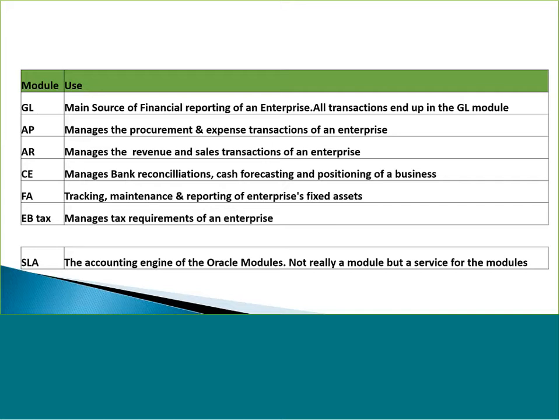The other module is cash management, or CE. It manages bank reconciliations and cash forecasting and positioning of a business. That one should also take you less than a month to complete. The other module that you'll be trained on is fixed assets, which is a module used for tracking, maintenance and reporting of an enterprise's fixed assets.